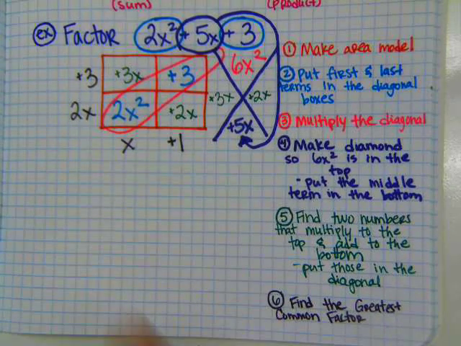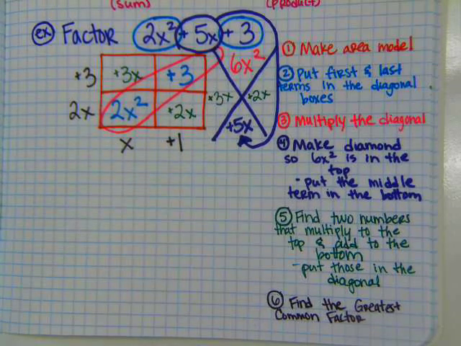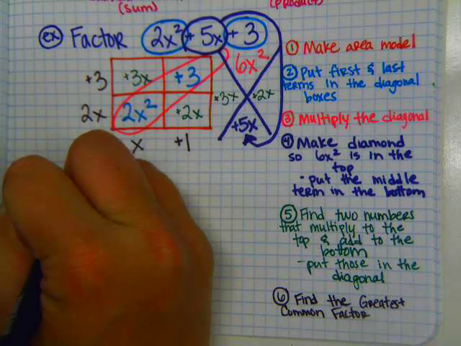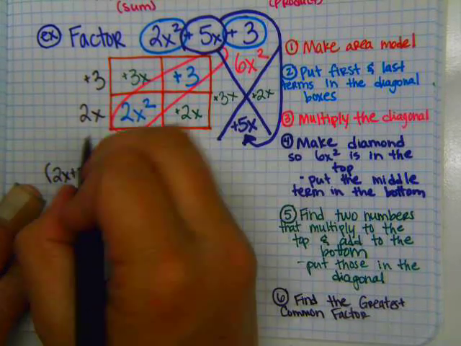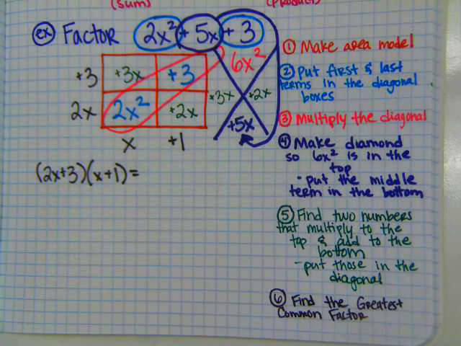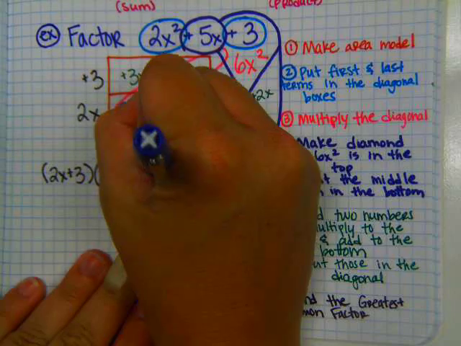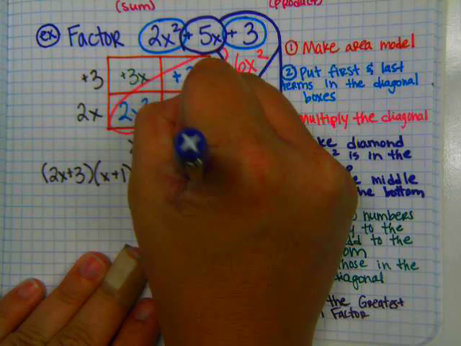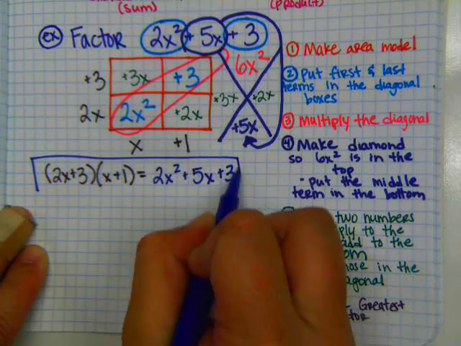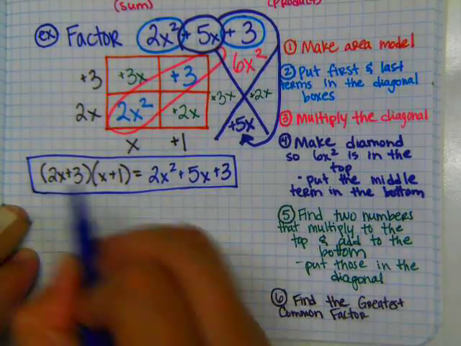That's your answer. What we have written outside is your factored form. We write 2x plus 3 times x plus 1, and that's going to equal our original problem, which was 2x squared plus 5x plus 3. And that is your answer after factored.